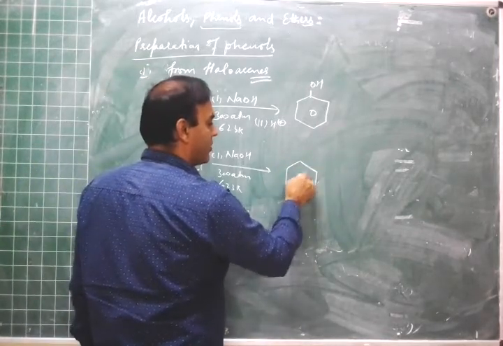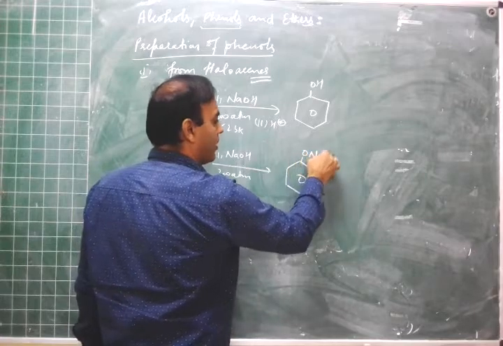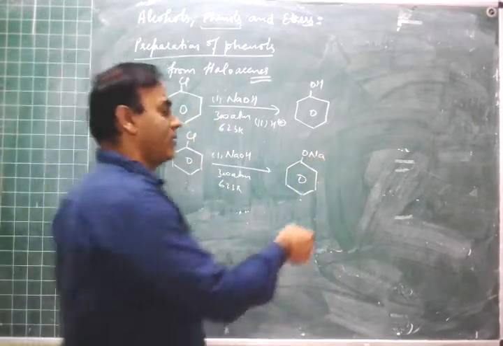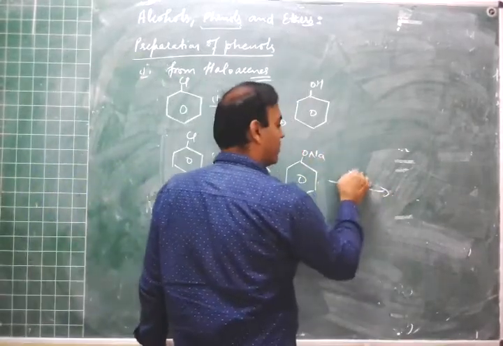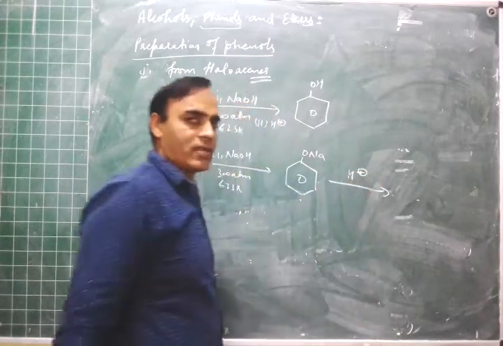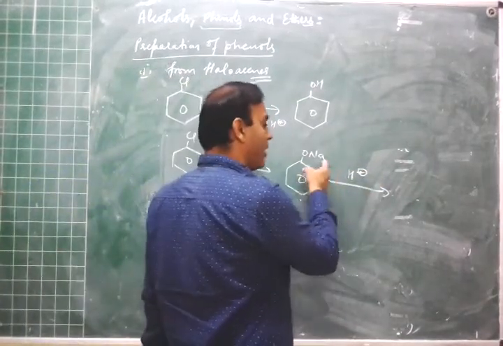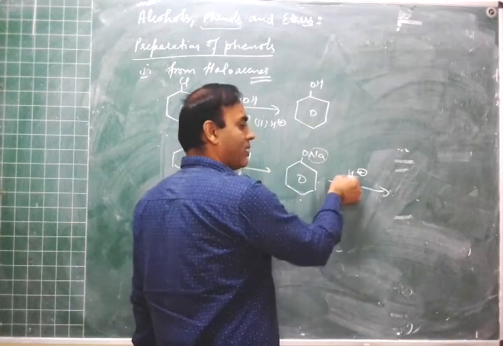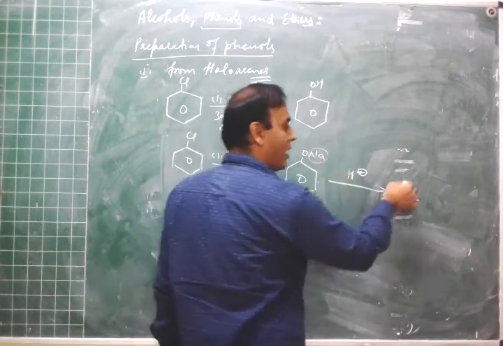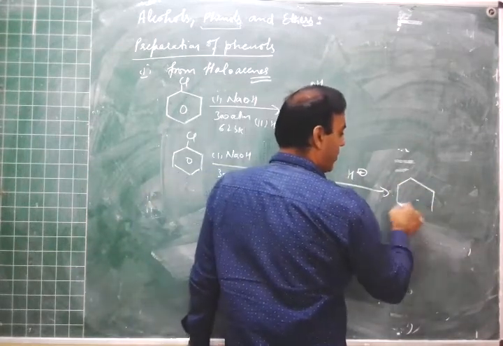sodium phenoxide, ONa, right? And then this is reacted with some amount of acid, and this H plus ion will replace Na plus ion, and then this will give phenol, right?